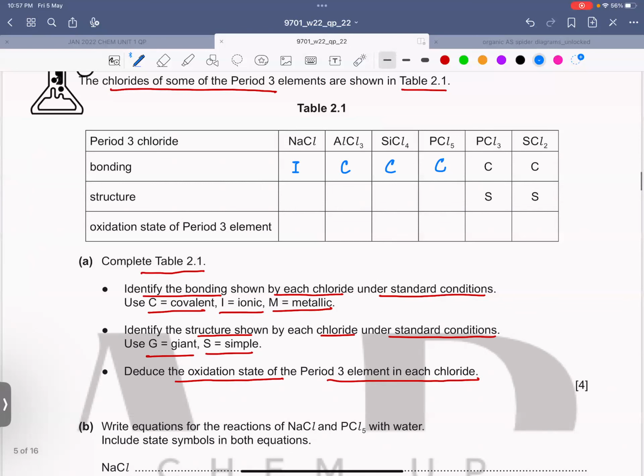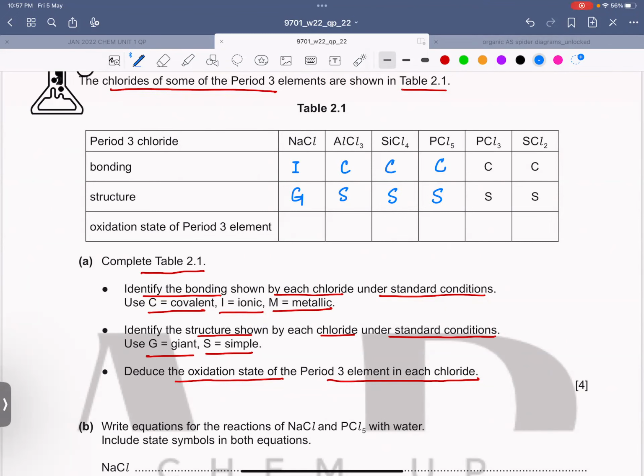Now, structure. Sodium chloride is an ionic one, so ionic are giant. Silicon chloride, if you recall, SiCl4 is a simple molecular structure, and PCl5 is also a simple molecular structure. Aluminium chloride, when it's covalent, also shows simple molecular, and when it's ionic, it shows giant.